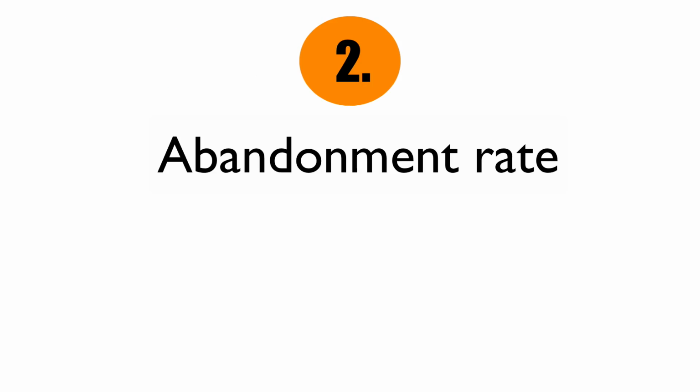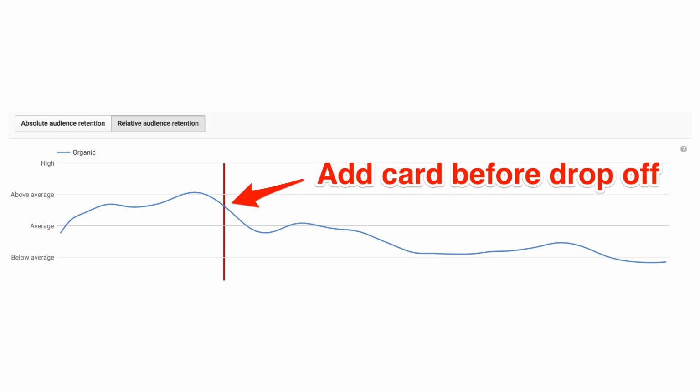Number 2, abandonment rate. If your viewer leaves in the first few seconds, it probably means that the content is not relevant to what they expect. Study the audience retention graph in YouTube Analytics and add a card right before they leave your video.